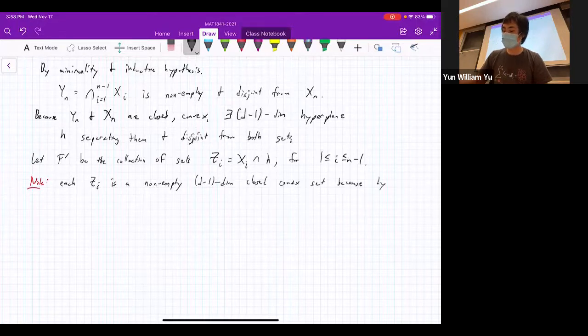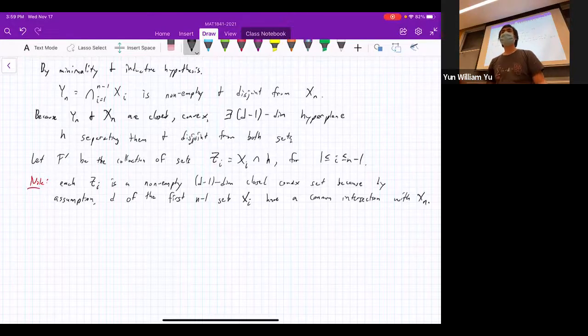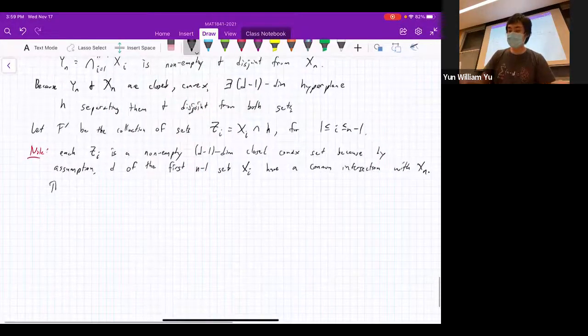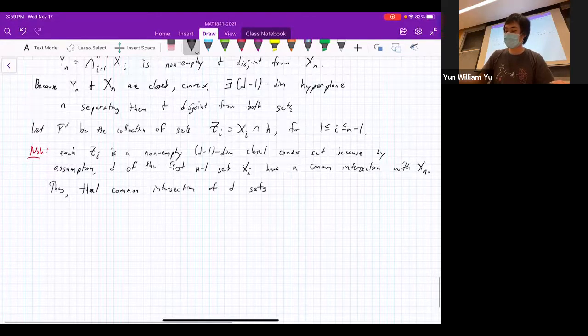because by assumption, d of the first n minus 1 sets Xi have a common intersection with our Xn. And thus the common intersection of d sets contains points on both sides of H, since they intersect both Yn and Xn.